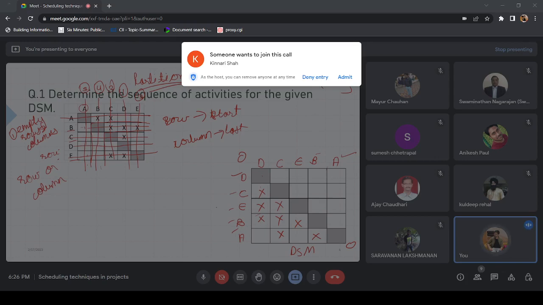Have I put all the cross marks? 1, 2, 3, 4, 5, 6, 7, 8. Yeah, all the cross marks are there.